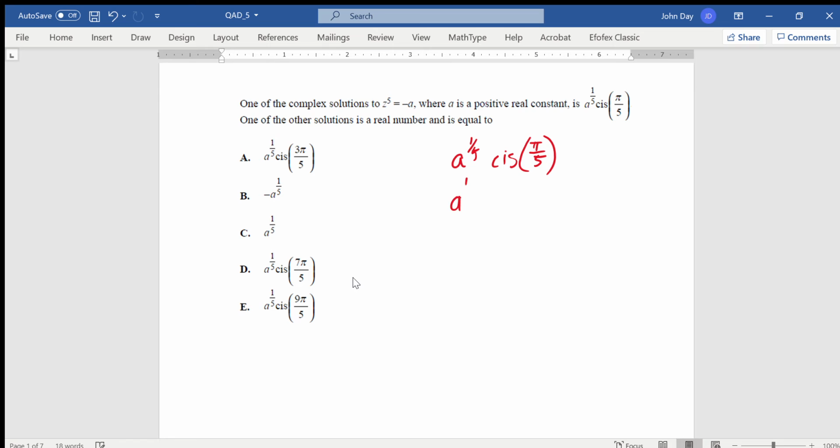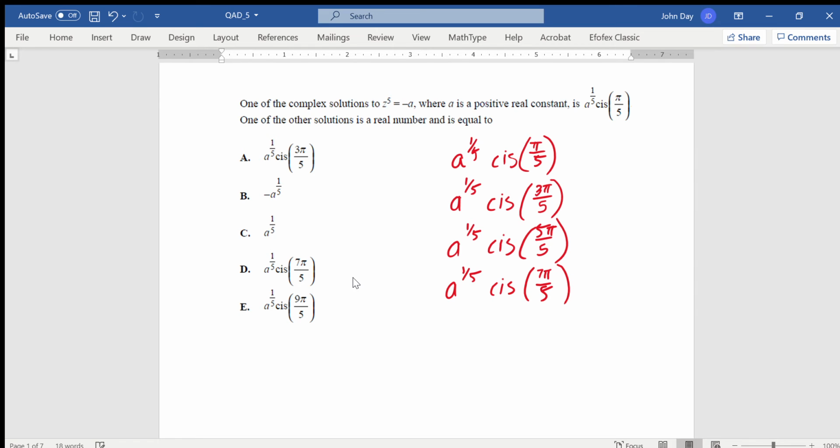Then the next one around is cis. Now you've got to add 2 pi on 5 so that they're 2 pi on 5 apart. And then the next one is going to be cis 5 pi on 5, which looks like it's what we're after, but I'll just finish the explanation. The next one is cis 7 pi on 5. That's 1, 2, 3, 4. And the last one is cis 9 pi on 5.